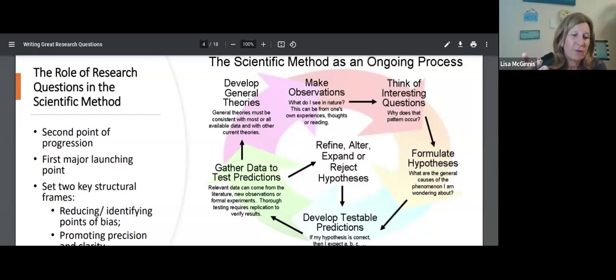We make an observation. So I'm just going to give an example of something. In my job, I work specifically with adolescents. So what's something that I have observed in working with adolescents? Well, one thing that I have observed is that there seems to be a correlation between media use and mental health diagnoses. That's something that I have observed.